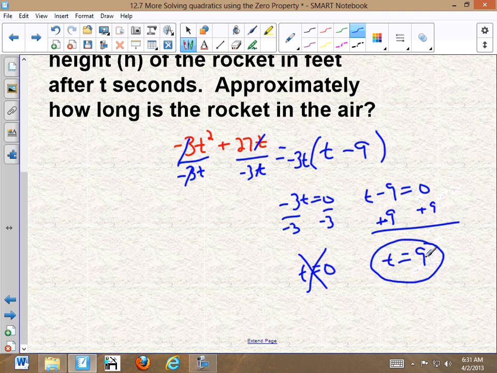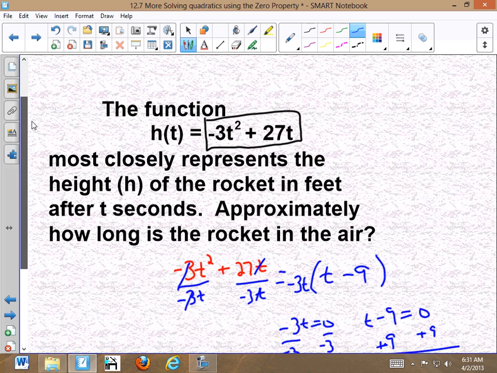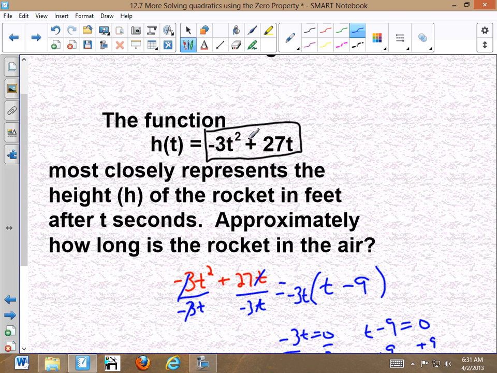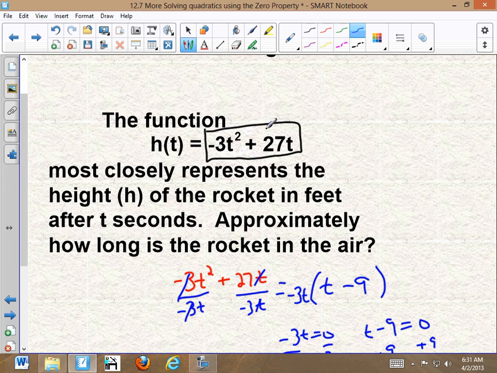T equals 9, the rocket was in the air for 9 seconds. That makes sense. That's your answer. So all you're doing is you're just doing everything that we've taught you to do with this function right here, okay? Factor out a negative 3t, solve for t.